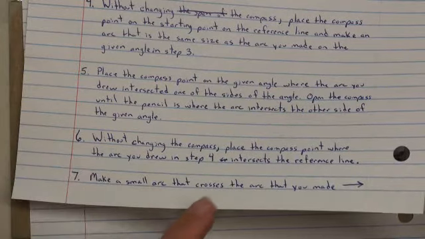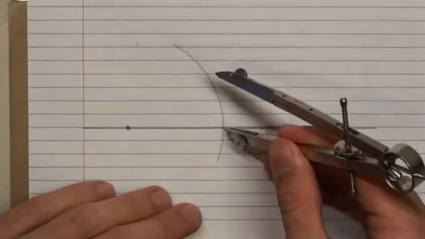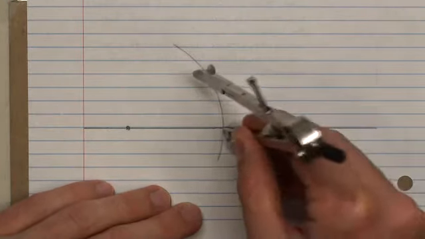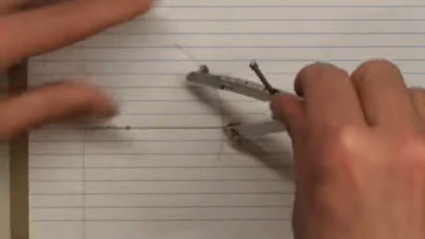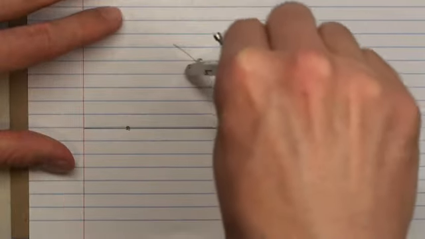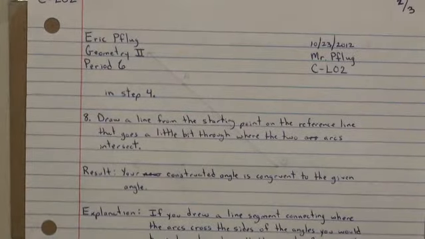Make a small arc that crosses the arc you made in step 4. So, make a small arc from this point that crosses that arc, because I made this arc in step 4. So I'm just making a small arc that crosses this arc. Let's see what the final direction is.